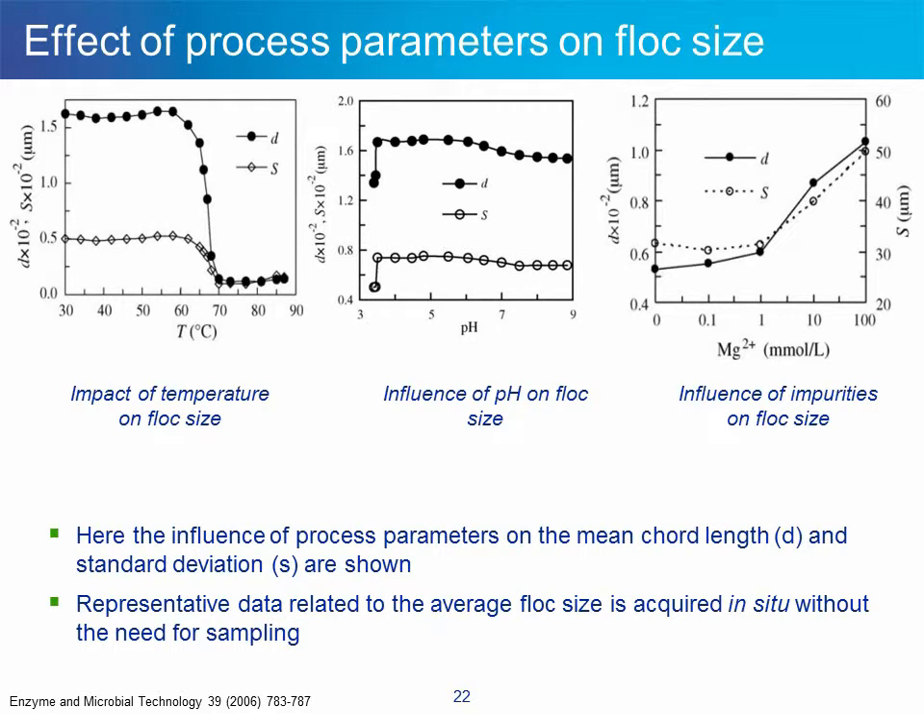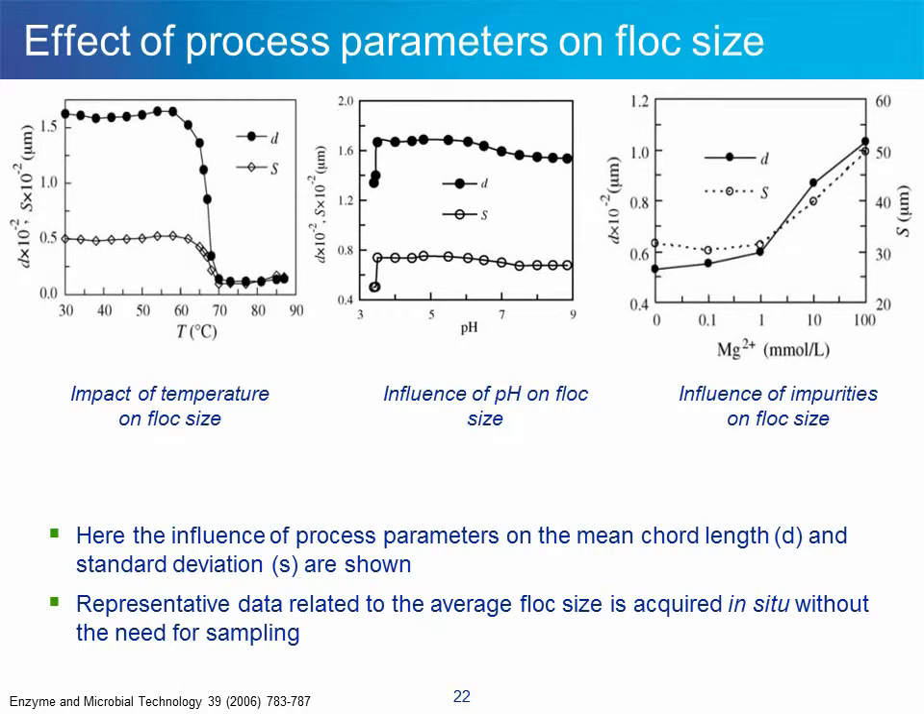But what we can see is that if we look at the top left, the effect of temperature on the floc size measured with FBRM, we can see a clear drop in the floc size as temperature increases, especially around 60 degrees here, where we see this pretty precipitous drop in the floc size. So clearly temperature plays a role in the stability of this floc. These flocs break apart as temperature increases.